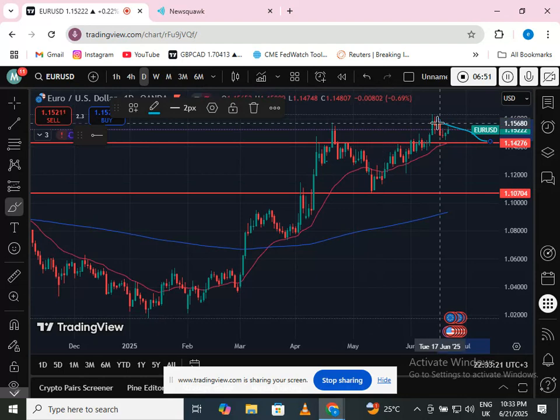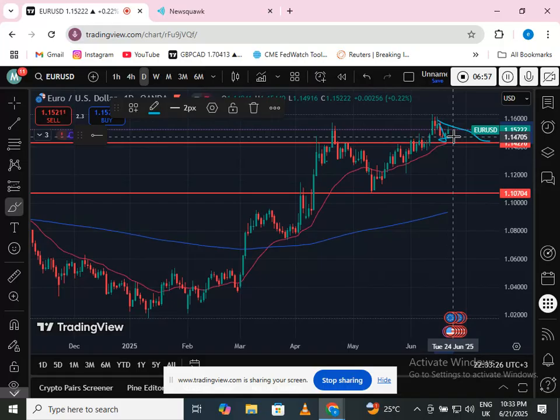Currently the market is here. We expect the market to come back around here. It's retracing around this area right now. So what we expect, from the 1.14 which we said last week, is that the market will go all the way to 1.20. This 1.20 is our main target area.